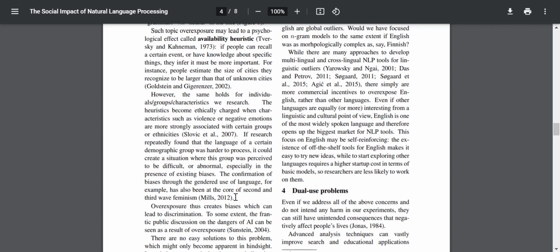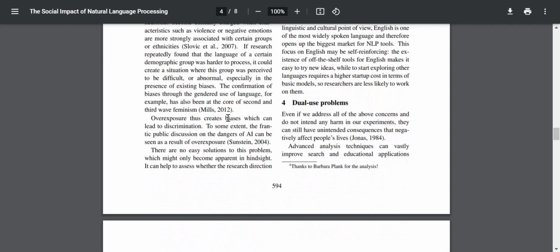Okay, so essentially what they're trying to say is, suppose creating a data set for one group was very difficult, then over time people would not really try to do it. People would go for the easy way. And then over time, when everyone sees papers based on some social groups, they might think, okay, this other group is not worthwhile exploring. So if there were some biases already or stereotypes against that group, they would be further reinforced. Overexposure thus creates biases which can lead to discrimination.